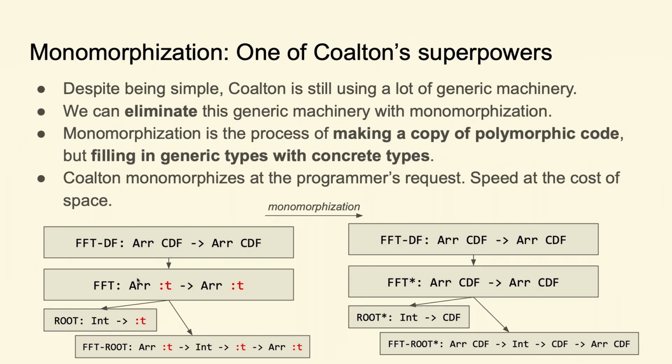So in this case, if we monomorphized FFT-df, it would make a new function, FFT star, which replaces that type variable t with complex double float. It'd make a new function, root star, which replaces that t with complex double float. It'd make a new function, FFT root star, which replaces that type t with complex double floats. It takes the whole chain of functions that are called, copies it over, and fills in the type variables for you. Seems kind of complicated to do, though.